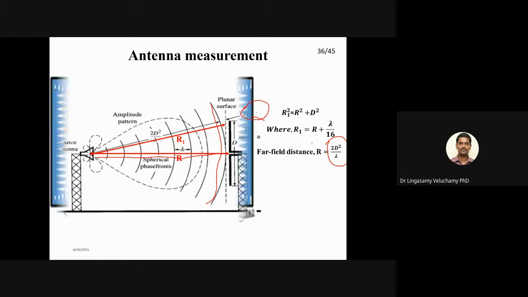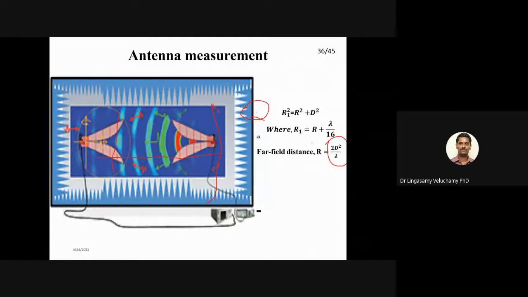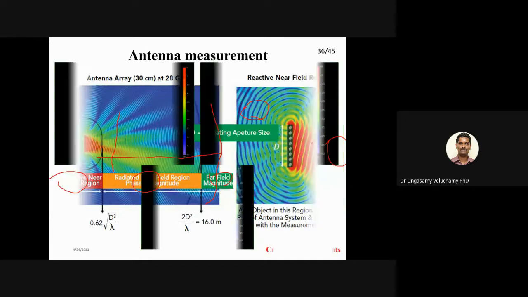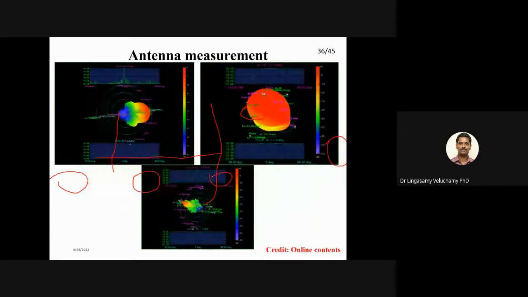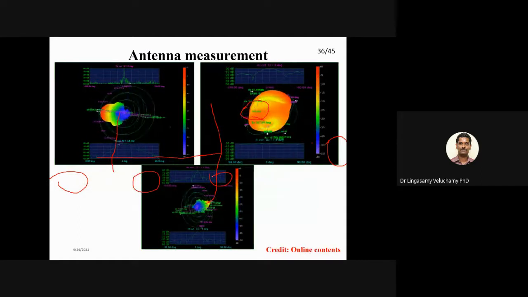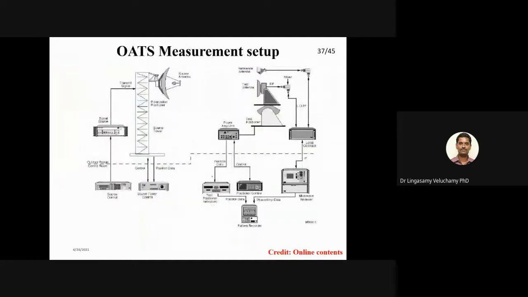Now this is how it will look. For example, it will be a spherical wave at the receiving antenna. You can see an almost planar wave at the far field distance. You will have the reactive near field, radiating near field, and far field also. Next, this is how the antenna will be measured, and this is how the measured results will look. Now, where do you measure these antennas? There are multiple kinds of setups available. One is OATS, the open area test site measurement setup.